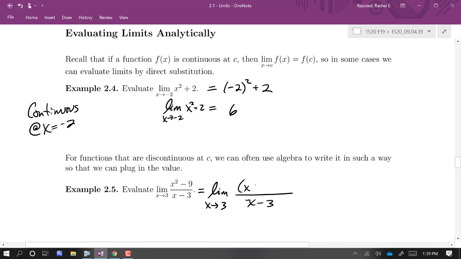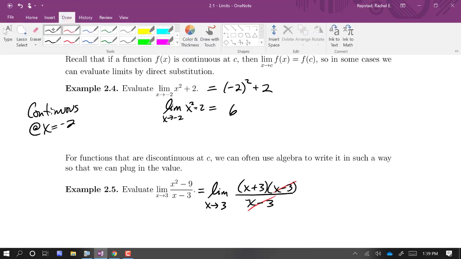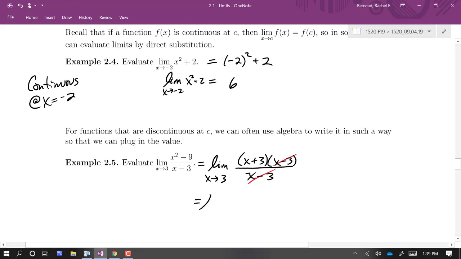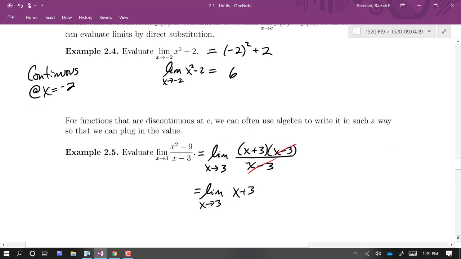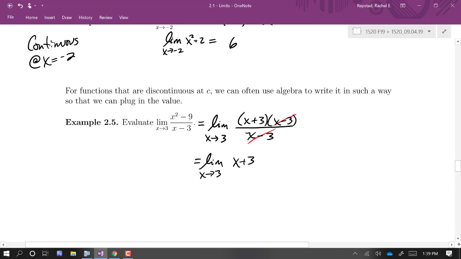We can factor the top as x plus 3 times x minus 3. And now all of a sudden, look, we can cancel that x minus 3. And this is equal to the limit as x approaches 3 of x plus 3. And now there's no problem. In this limit, x plus 3 is continuous at 3. No problem letting x approach 3. So let's do it. So we get 3 plus 3, which, as it turns out, is equal to 6.